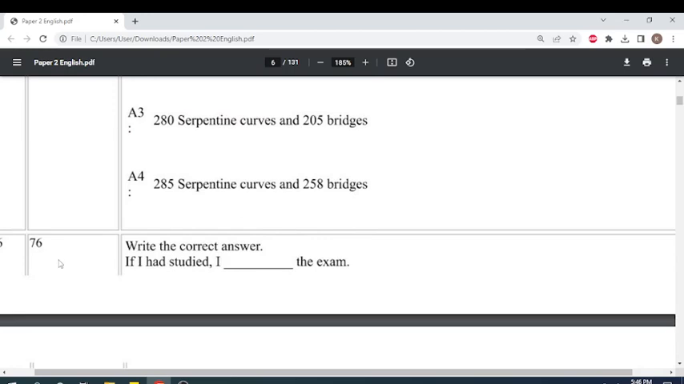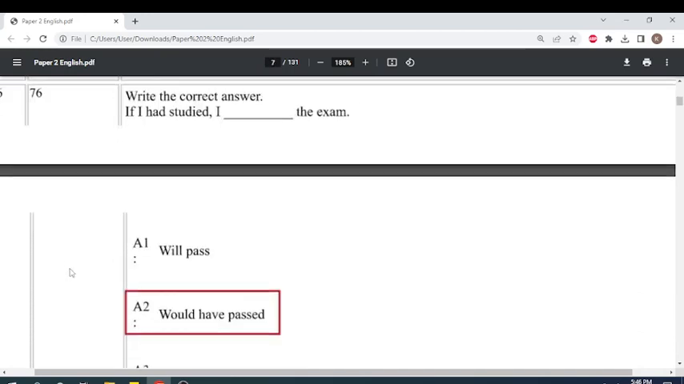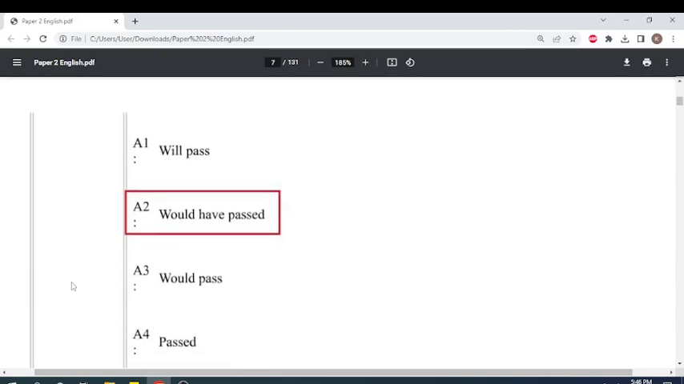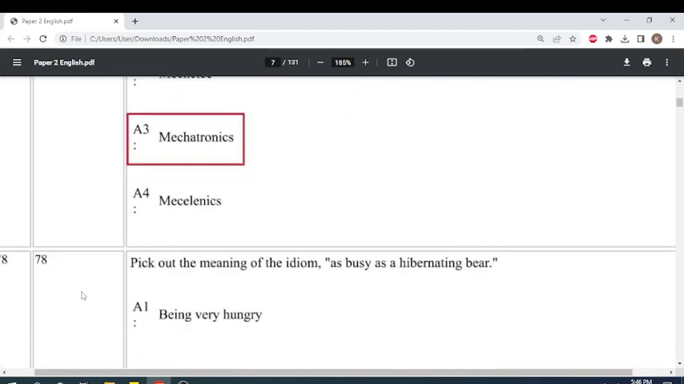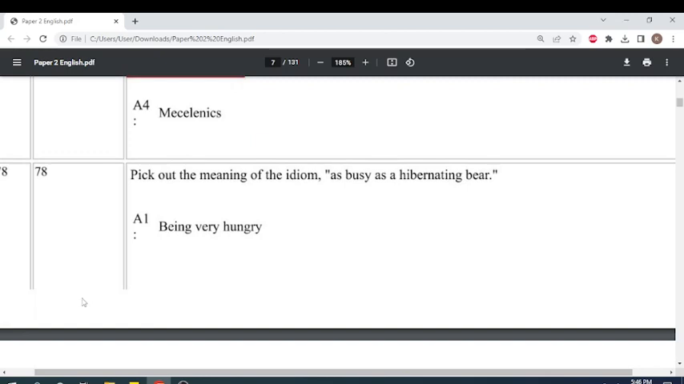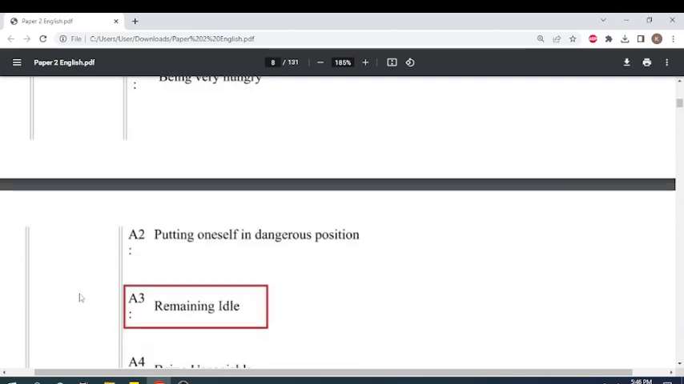76. Write the correct answer. If I had studied, I dash the exam. Answer, A2, would have passed. 77. Find the blended word for the following. Mechanics plus electronics. Answer, A3, mechatronics. 78. Pick out the meaning of the idiom busy as a hibernating bear. Answer, A3, remaining idle.